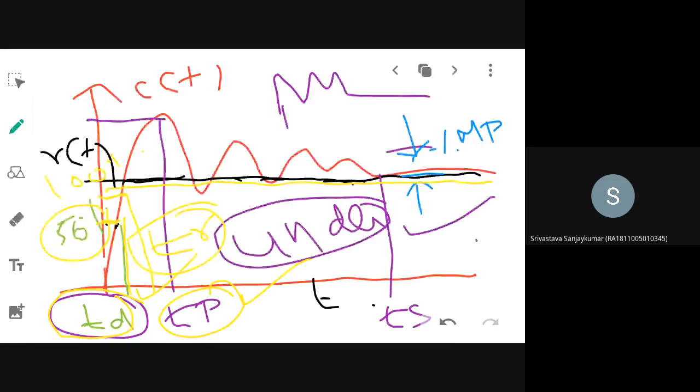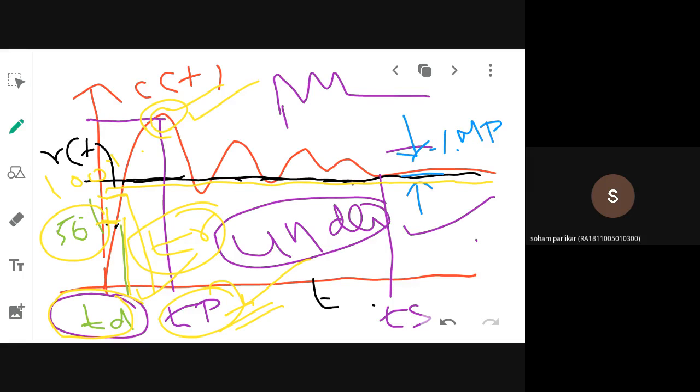How will you be able to define peak time? Where are you having the first peak? First peak is available here. So the time taken by the response to reach the first peak, that time is called as what time? Peak time. That is peak time.